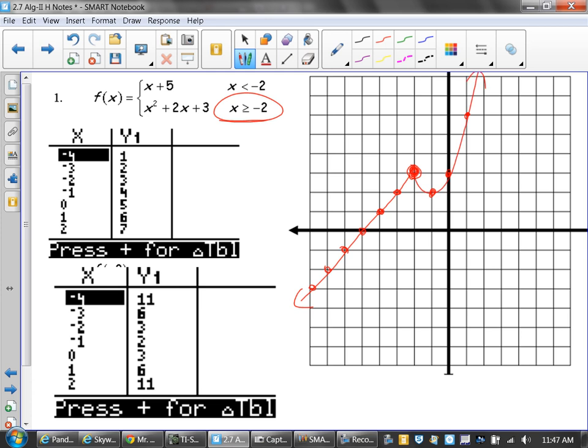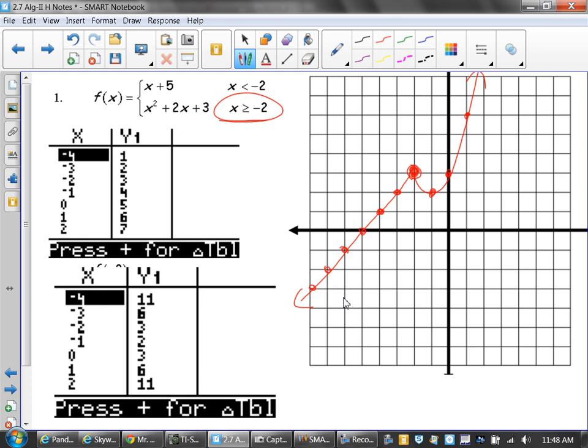0, 1, 2, 3. What's happening? It curved down and up. It's part of the parabola. Remember, it's quadratic, so it's a parabola. It's just part of it. And the other part's a line.